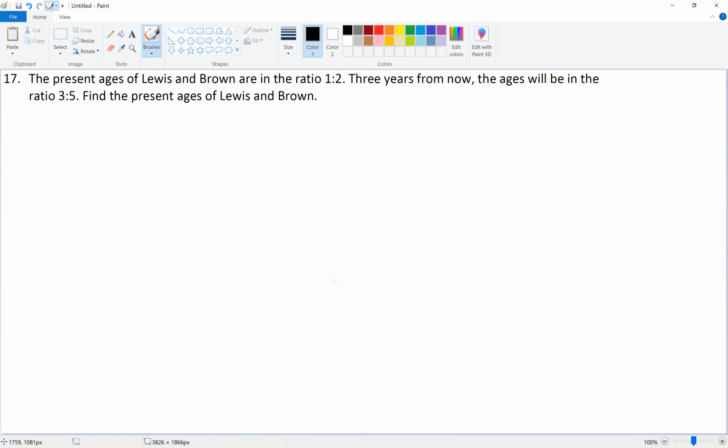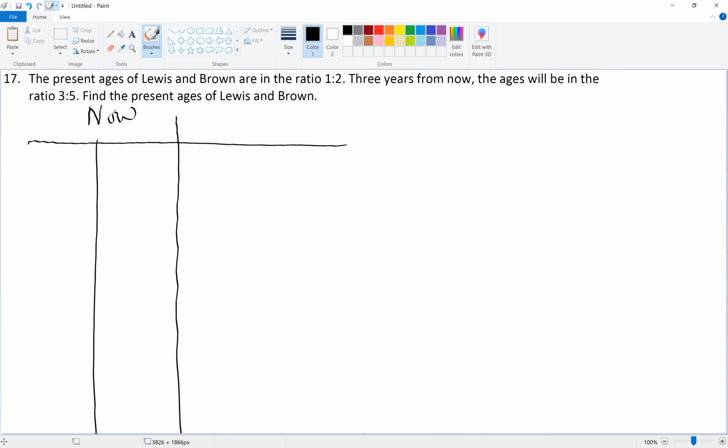Did you do 17? Yes. Go ahead. One second, let me get to that page. Okay, I got 12 and 6. What did you do? If the present ages of Lewis and Brown are in the ratio 1 to 2, then it would have to be 12 to 6. Because 12 plus 3 equals 15, and 6 plus 3 equals 9, and 9 to 15 equals 3 to 5. Very good. So my answer is 12 to 6.